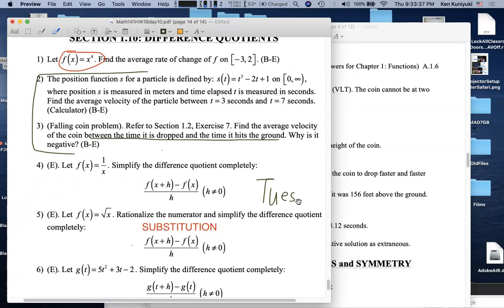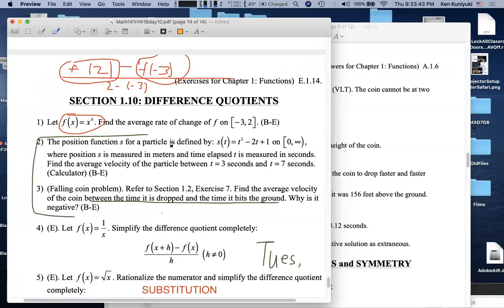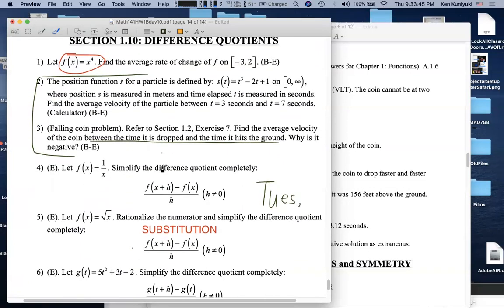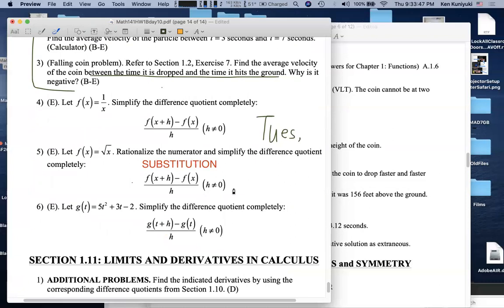Okay, so if you have any particular questions about those, let me know. But otherwise, number 2, you apply a formula like this. Number 3 we just did. Number 4 we did Tuesday. Number 5 I just did.